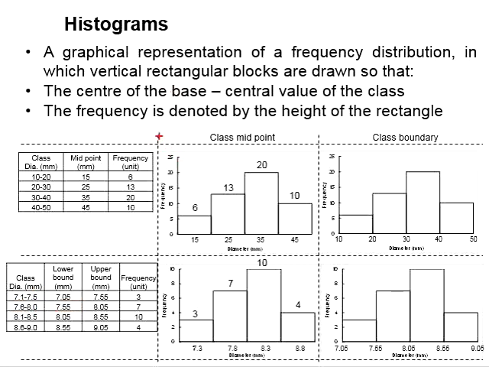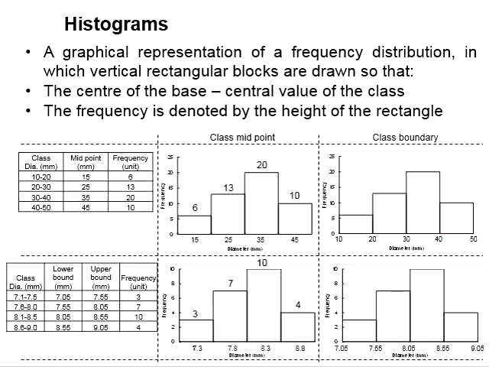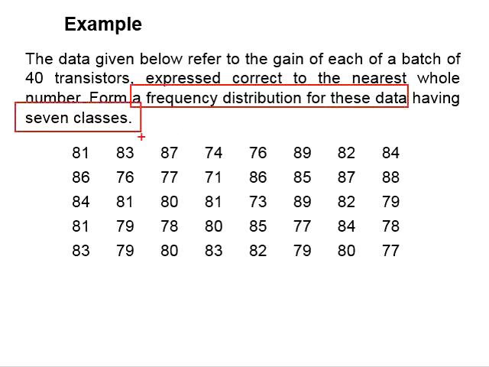With that, you can draw your histogram in the mode of the midpoint or in the mode of the class boundary. Both are applicable. Let us try an example to construct a histogram from a list of data. The data given refers to the gain of each batch of 40 transistors, expressed to the nearest whole number. The question asks us to form a frequency distribution of this data having 7 classes.